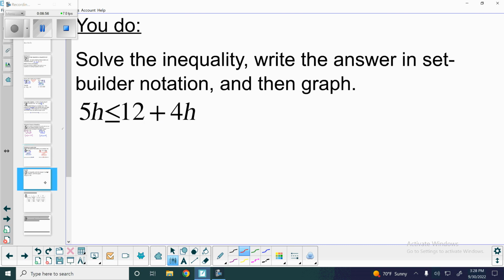So if you want to do some practice here, you're welcome to solve the inequality. You can practice the set builder notation, and then you can graph. If you look on a completed copy of the notes, you can see what the answer is for this, so you can look at that.